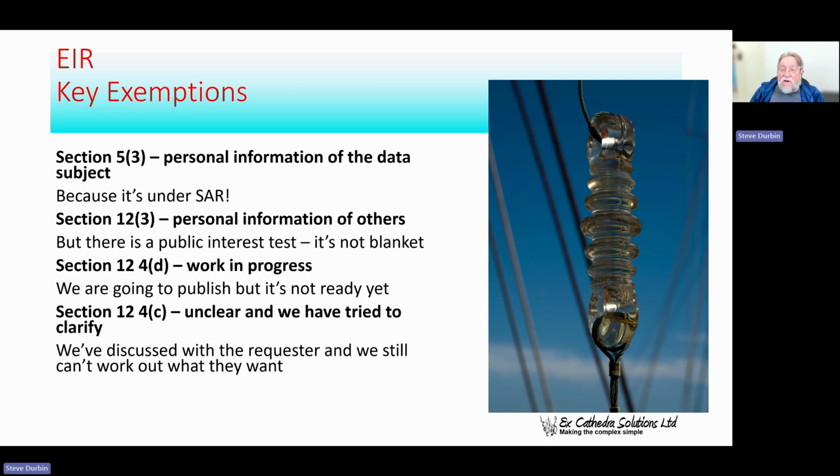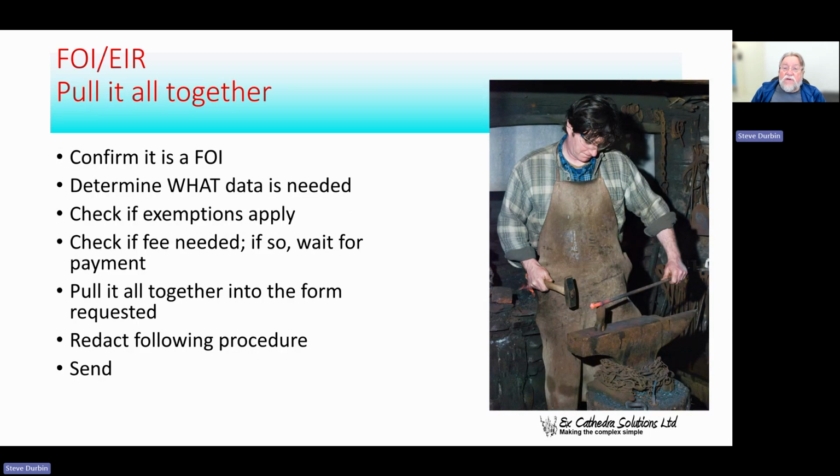There's also an exemption where you've tried to clarify and basically you couldn't work out what the requester wanted. Obviously, you've got to try to clarify, but bear that in mind. It happens more with EIR than just FOI. There are similar exemptions for FOI, but under EIR, quite often people don't know what they're asking, or they're asking for things which don't exist, such as whether you've done an electrosensitivity assessment. Well, we don't do them because they don't exist, but you will get requests like that. Once you've done that bit, they get back into parallel again, because the laws are very similar after that. So you've confirmed it, determined what data it is, checked exemptions, checked the fee, put it all together in the form requested, redact and send.